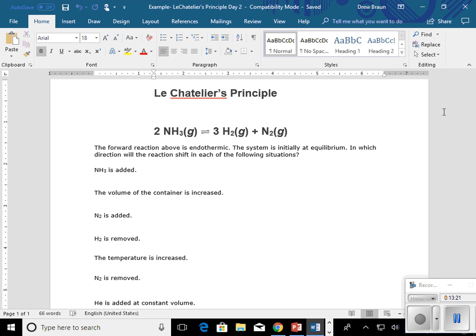Now, the third one there is I add N2. Where's N2 at? Product side, right? So how's it going to affect my teeter-totter? Product side's going to go down, so it's going to shift towards the reverse reaction.